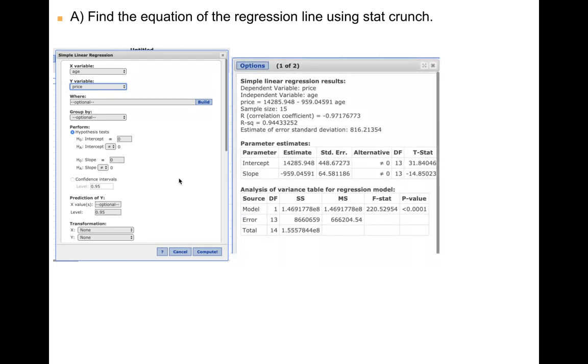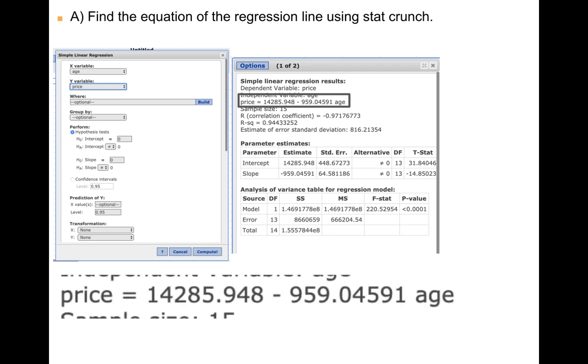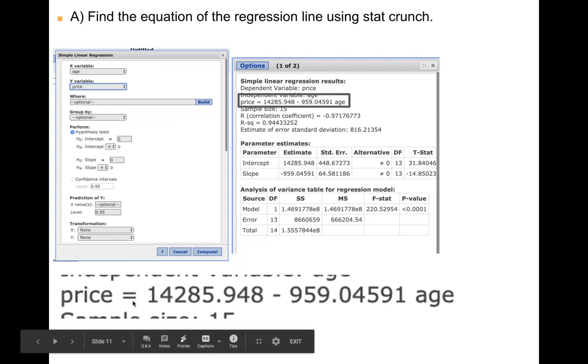All right. And I put that in, I hit compute, and this came up. And there's a whole lot of stuff there. But what you want to look at is the 1, 2, 3, fourth line down. The fourth line down actually tells you the actual equation of the regression line. So this right here is the equation of the regression line.